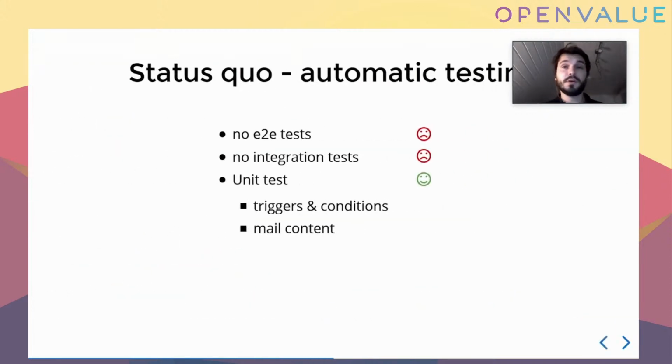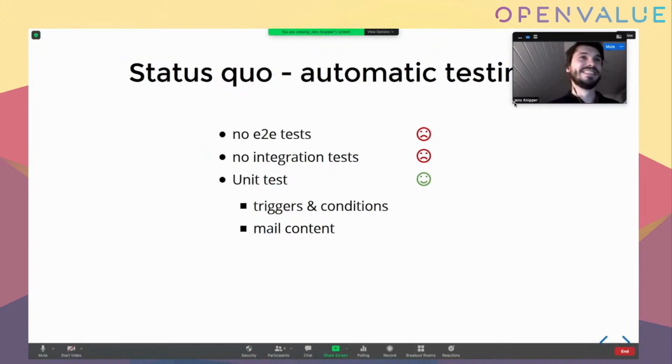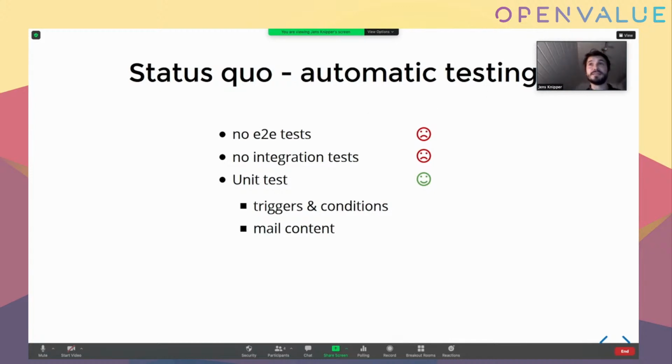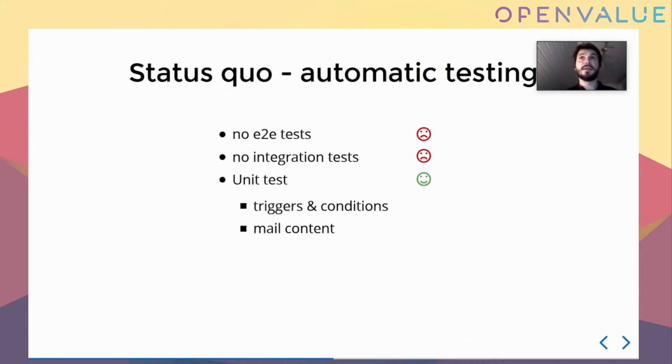When we look into automated testing, sorry, I didn't see really much. There were no end-to-end tests, no integration tests. There were some unit tests to test trigger conditions and mail content, so the basic stuff, but not really much more.